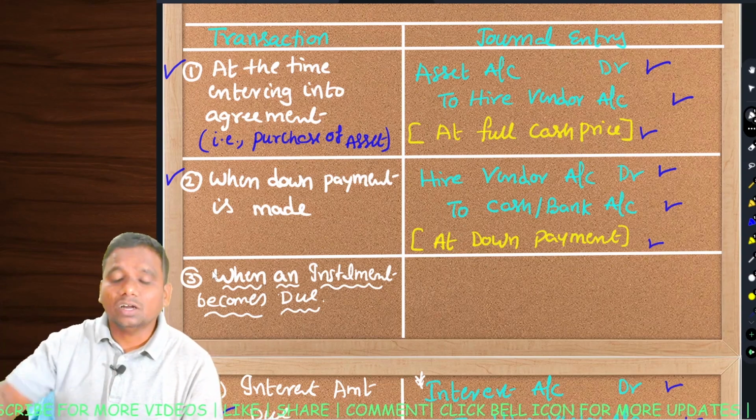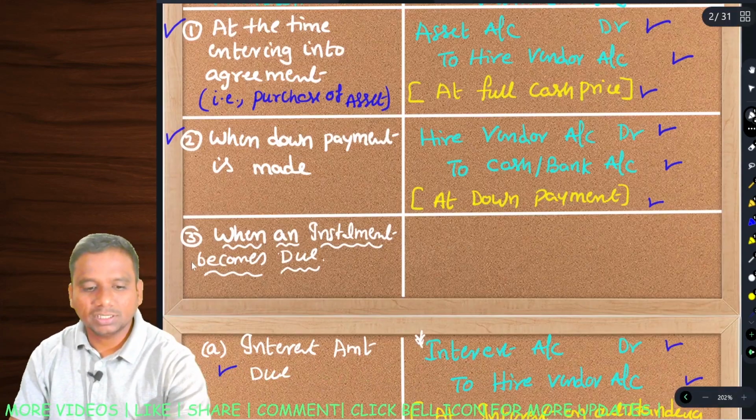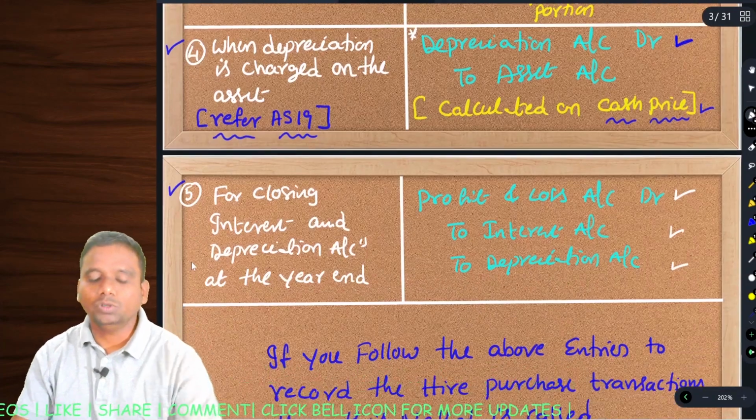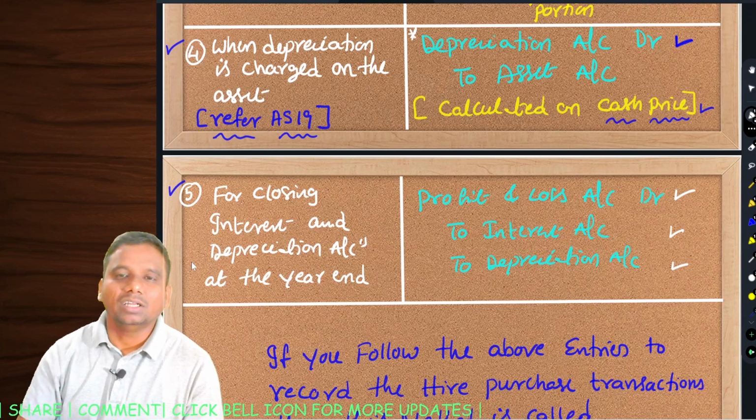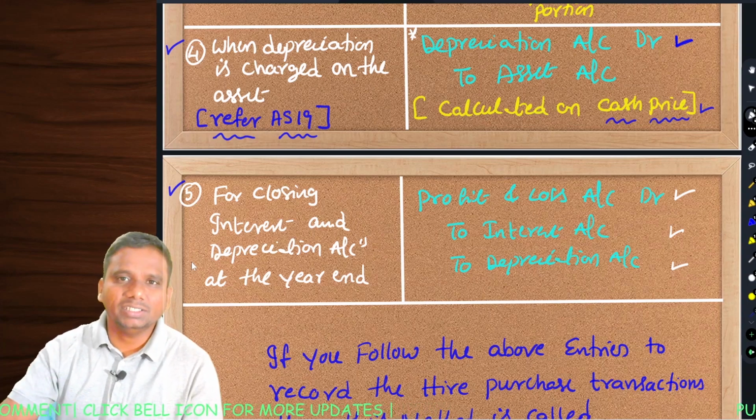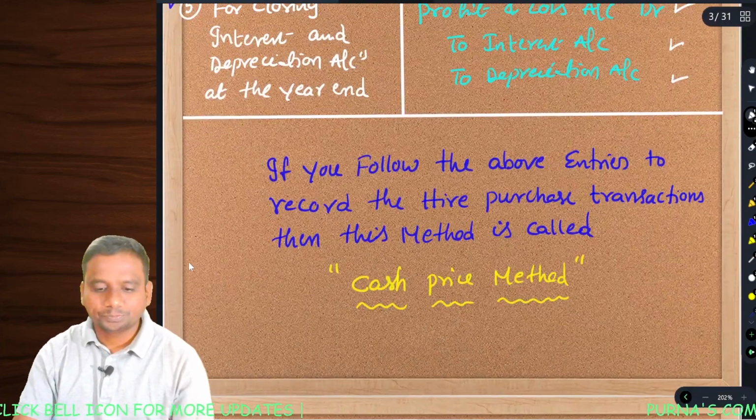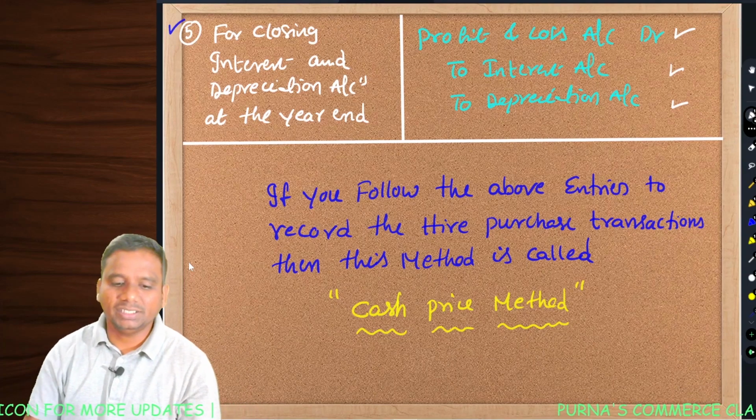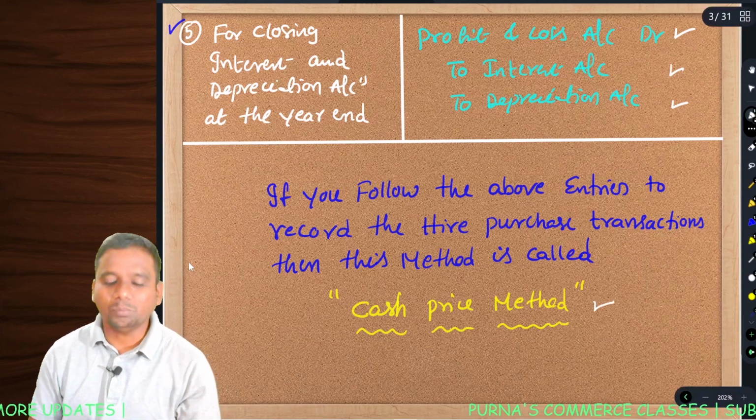From the second year onwards, except the first and second transactions, the third, fourth and fifth ones we should follow till the completion of the hire purchase agreement. Here the same transactions are repeated in the next years also. Do remember, students. If you follow the above entries to record the hire purchase transactions, then this method is called the cash price method.